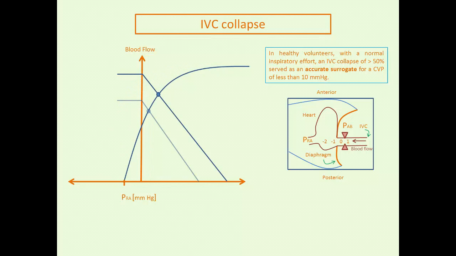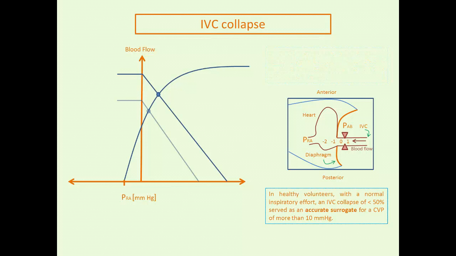Now, what about in a patient who's got a higher right atrial pressure? Let's say they're a little bit volume loaded and their venous return curve is shifted to the right compared to the first patient. Well, this patient takes the same normal tidal breath in, okay, and what happens? Well, they don't quite get to the vascular waterfall plateau portion.